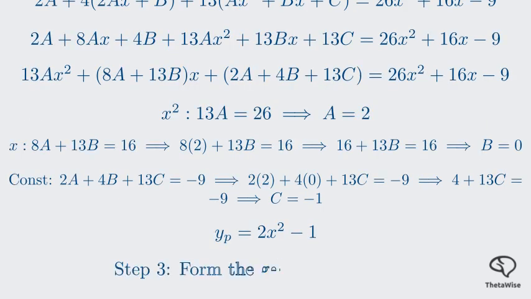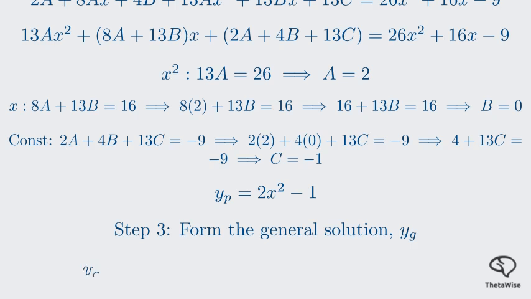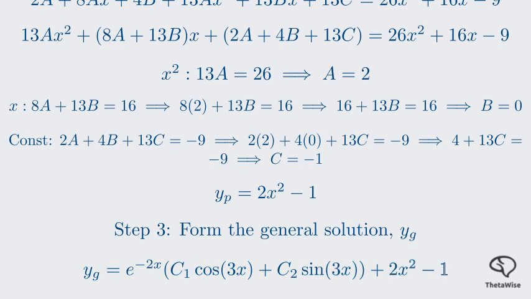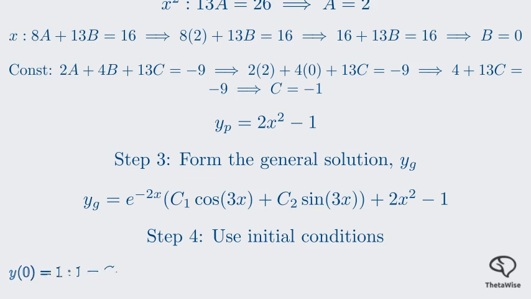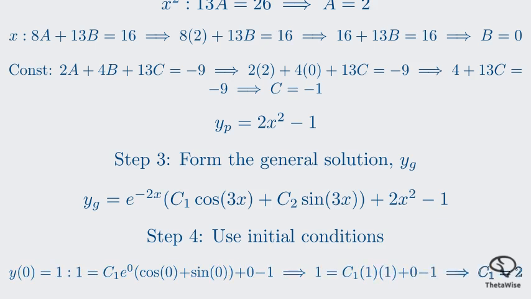Step 3. Form the general solution y g. y g equals e to the negative 2x times c1 cos 3x plus c2 sin 3x, plus 2x² plus 1. Step 4. Use the initial conditions y(0) = 1 and y'(0) = 8. Substitute x equals 0: 1 equals c1 times 1 plus c2 times 0 plus 0 plus 1. This gives c1 equals 0.